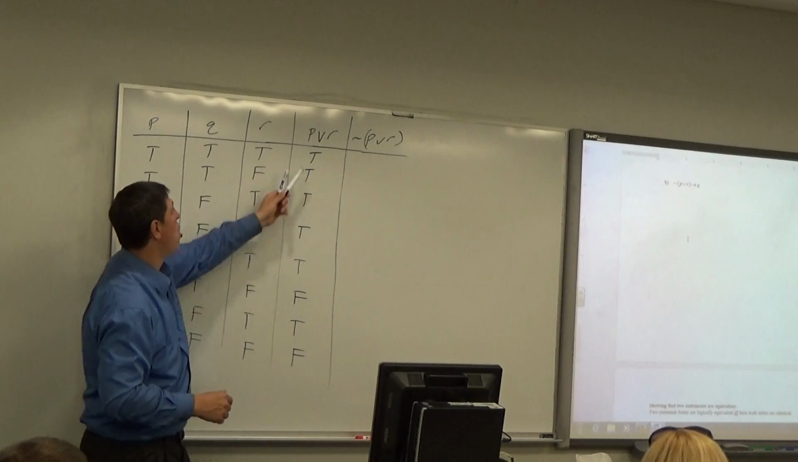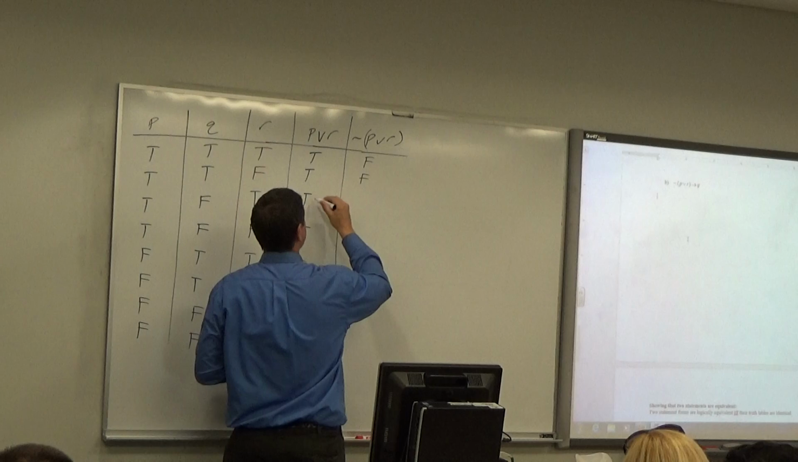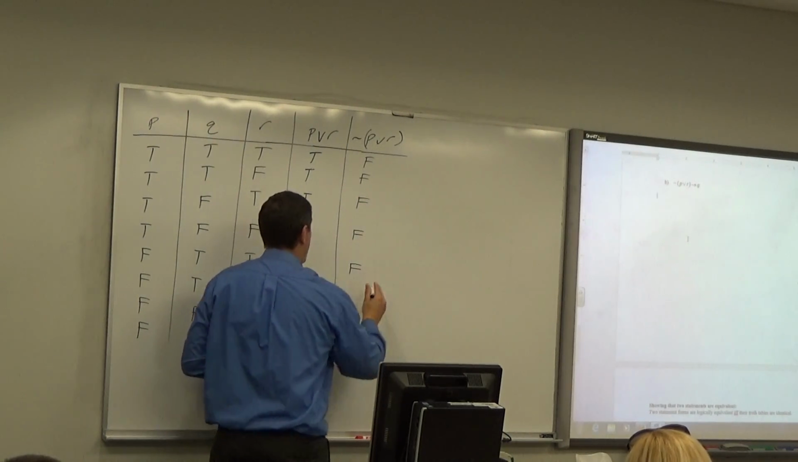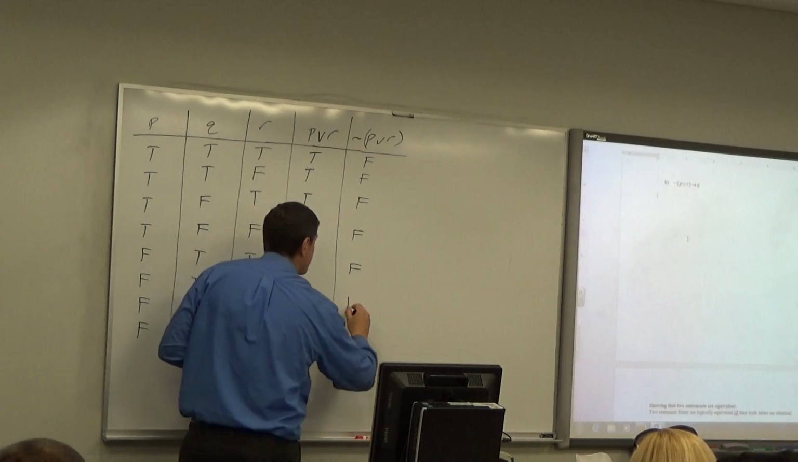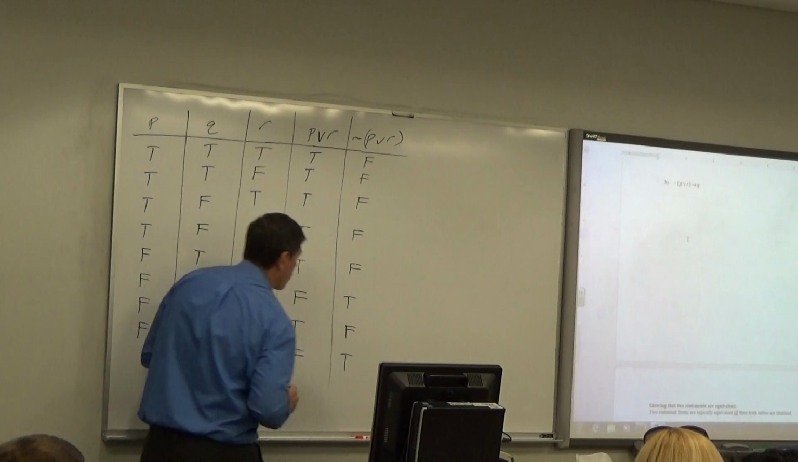Very good, sir. So the opposite of true is false. Opposite of true is false. Surprise, opposite of true is false. False. And then finally, when we get down to row 6, we get a true, a false in row 7, and then a true in row 8.